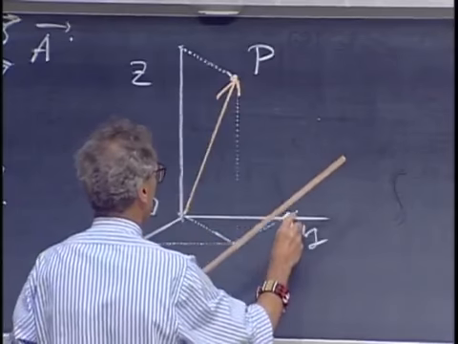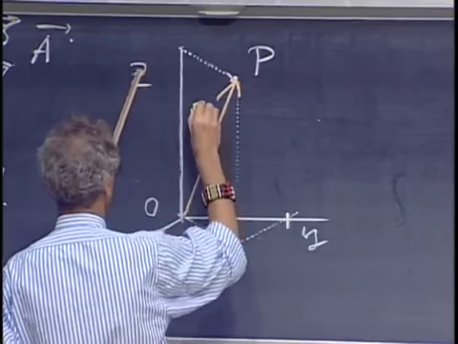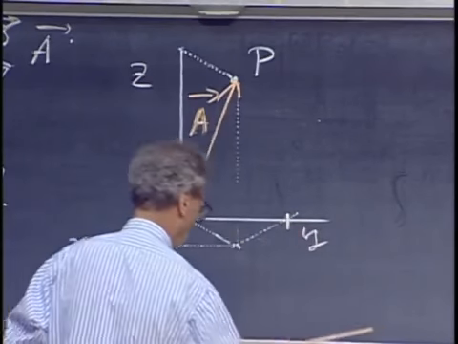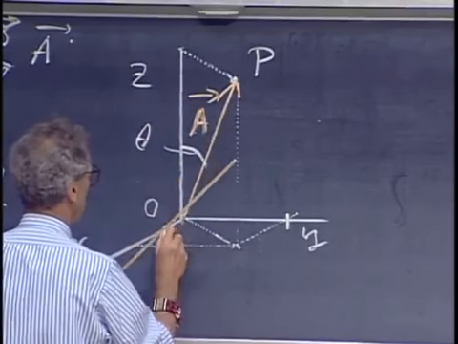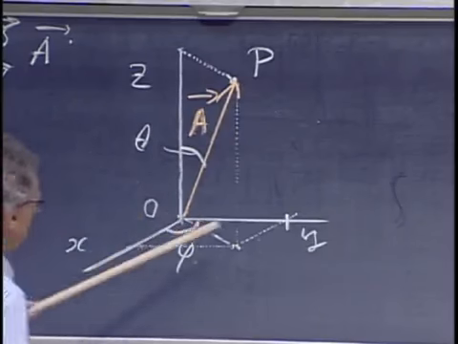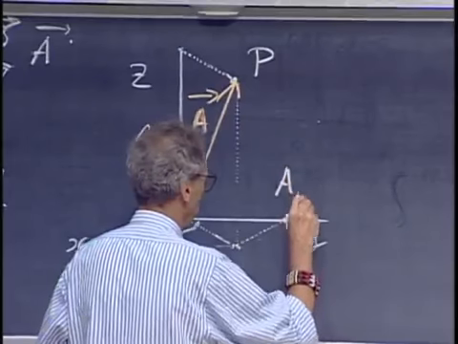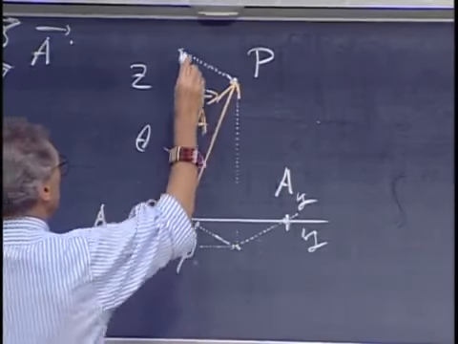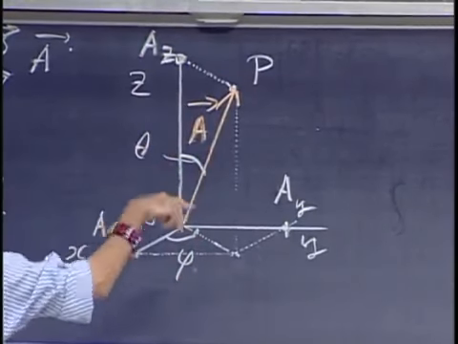There we are. I call this vector A. Let this angle be theta, and this angle be phi. Notice that the projection of A on the y-axis has here a number which I call A of y. This number is A of x, and this number here is A of z. Simply the projection of that vector onto the three axes.